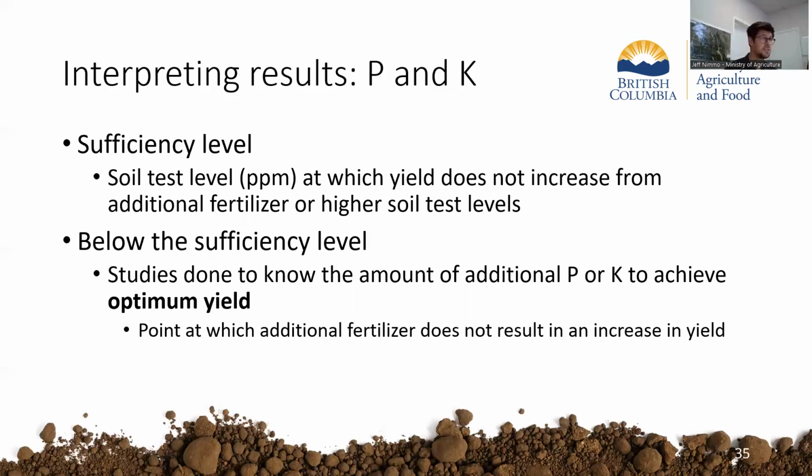And so again, that sufficiency level is the point where adding more inputs isn't going to actually improve your overall yield. But if you're below that sufficiency level, that's really the point where adding more phosphorus, or if it's a different nutrient, potassium or something else that's being evaluated, adding more of that will move you towards optimal yields.